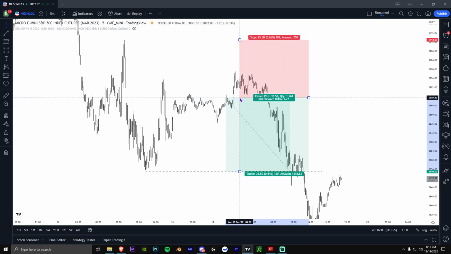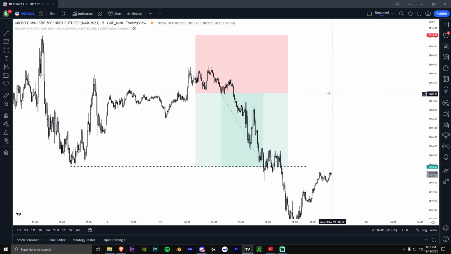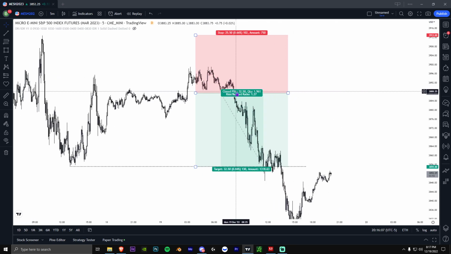So I drew it like right here. This is not really a play you would take. This just gives you kind of a bias. Why would I take this? Well, it's a 1.27 risk reward.